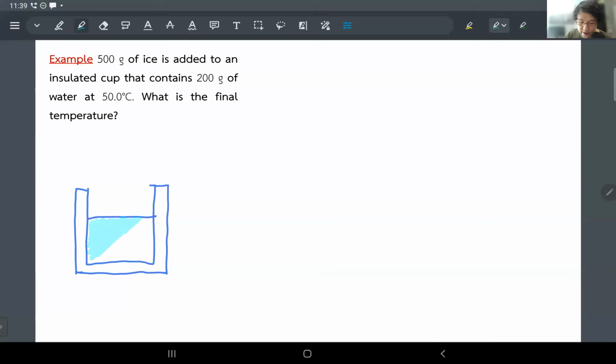All right, you have some water here. And now you have 500 grams of ice. You have this ice waiting for you here, and you want to dump it into the water.